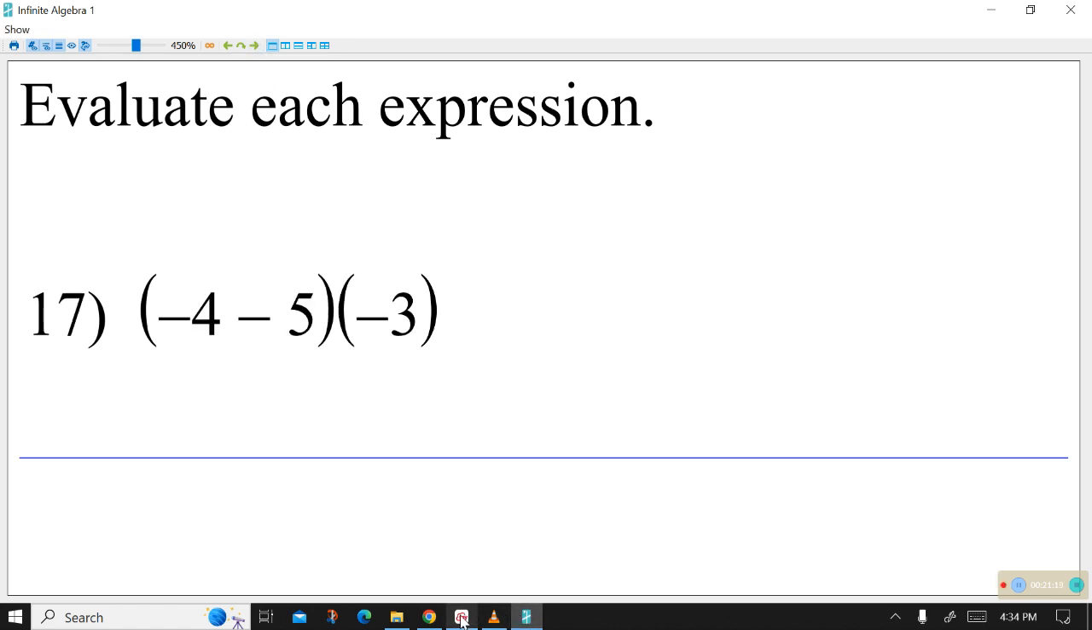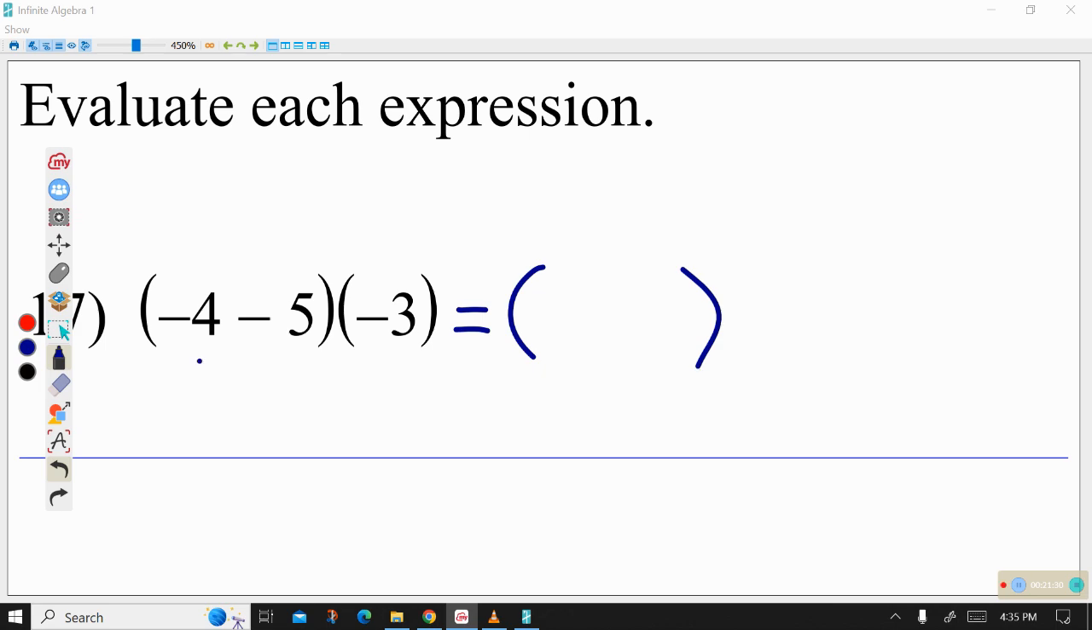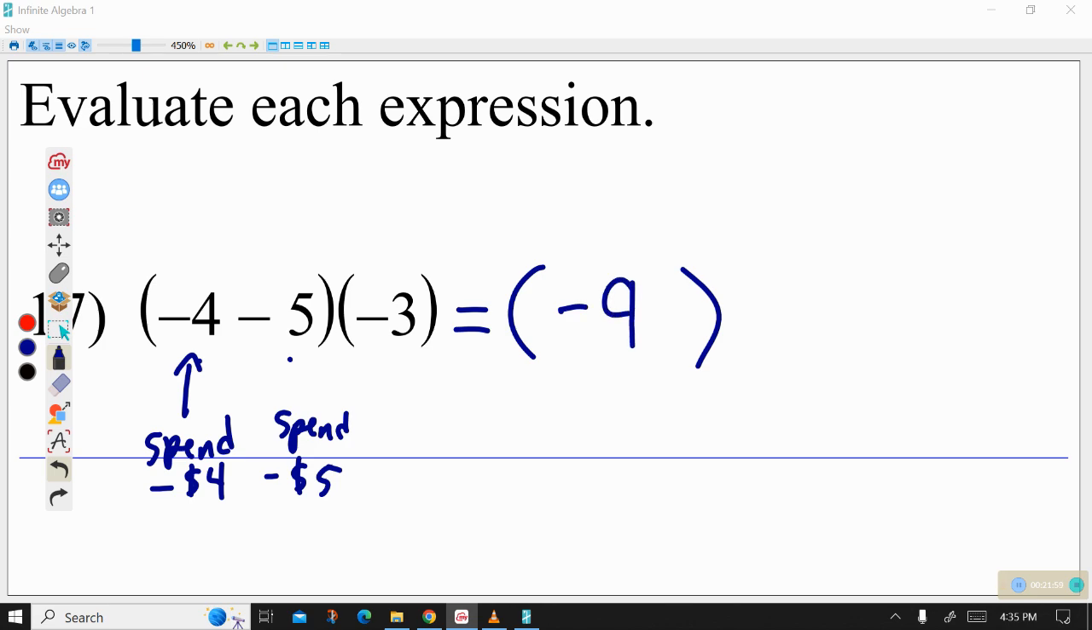Okay, so let's try 17 this time. Again, we have another set of parentheses, so we want to start inside the parentheses first. So inside we have negative 4 minus 5. You want to really fight the urge to say that this is 1. You've got to start thinking with negative numbers like I've been saying. If I spend $4, that's definitely not positive. That's a negative. You guys will see when you get a bank account. If I spend $4, and then I spend $5, how much did I spend? That means you spent $9, not that you spent $1. So think about it that way.